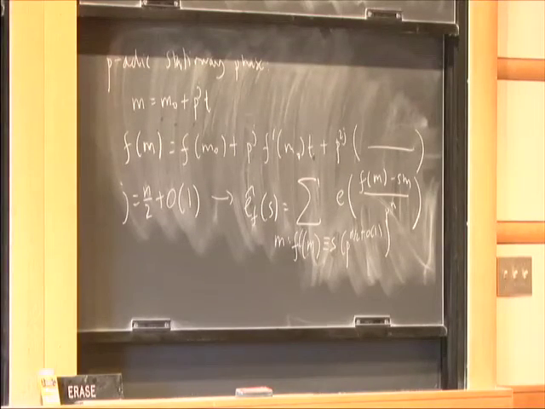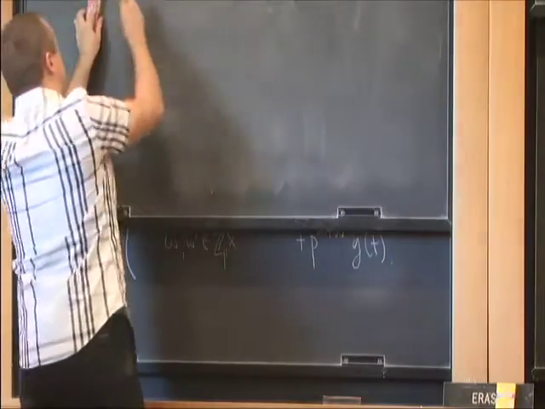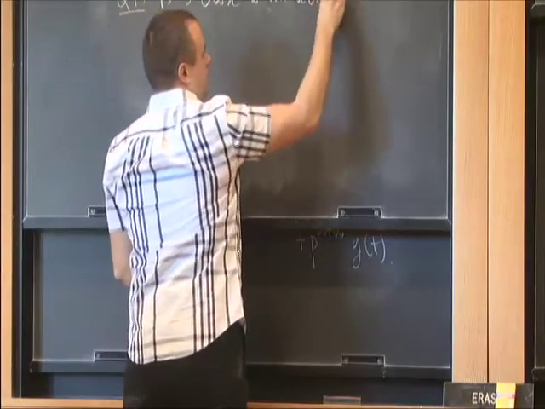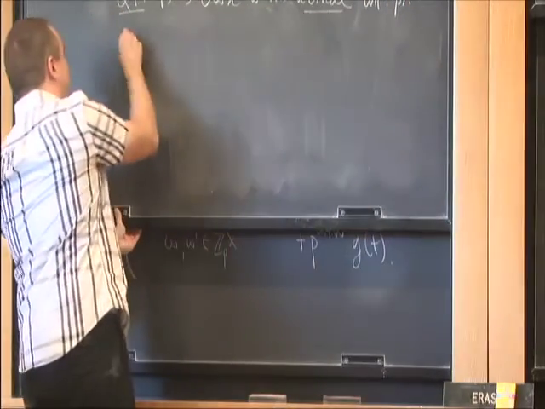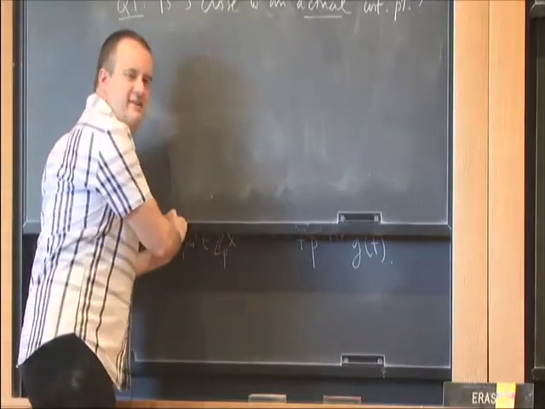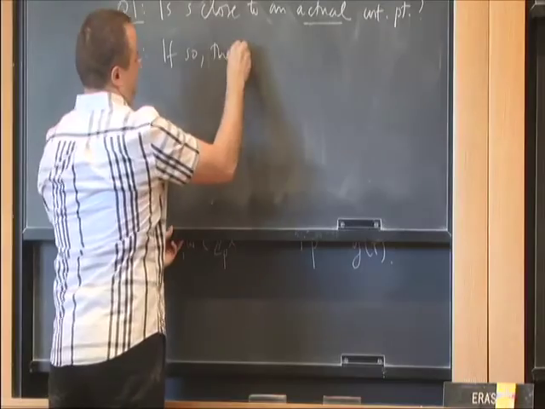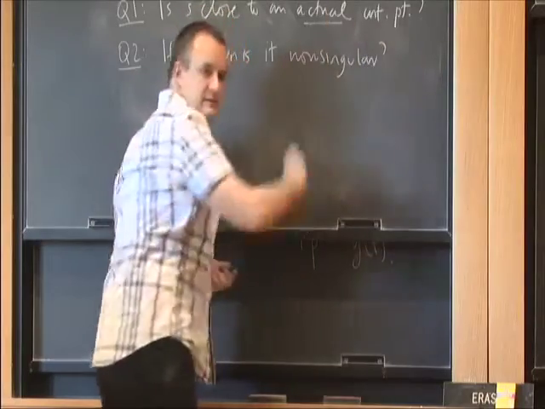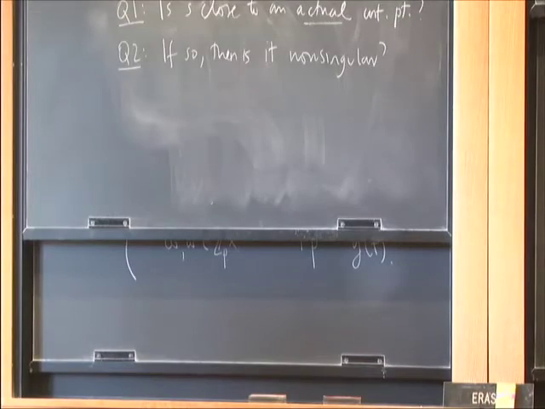So question 1: is s close to an actual critical point? And the second question, I mean, critical points don't bring happiness if they are singular. So the second question is, if so, then is this critical point non-singular? And if you want to answer whether a critical point is non-singular, that ultimately is some kind of a non-vanishing condition that you can write down.